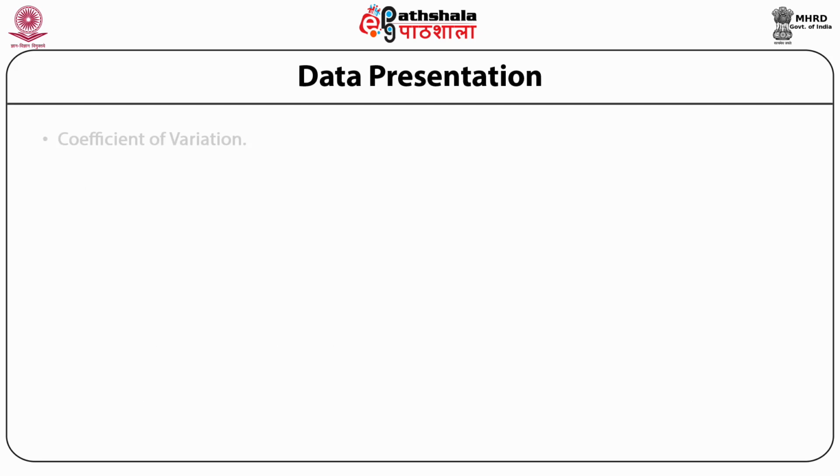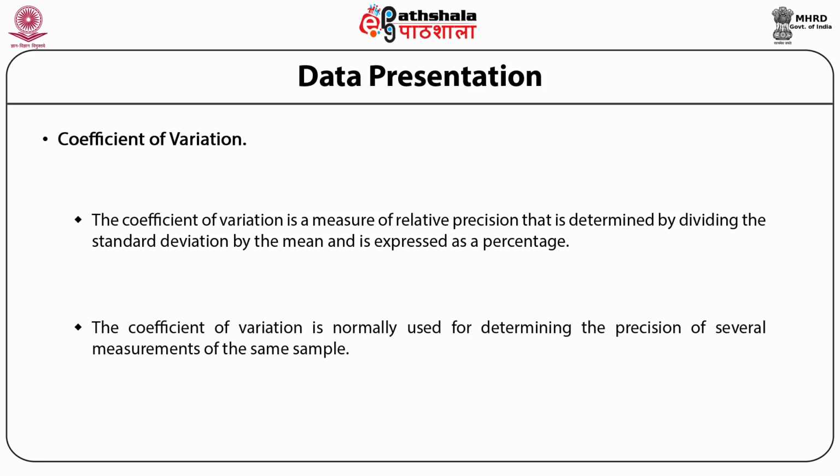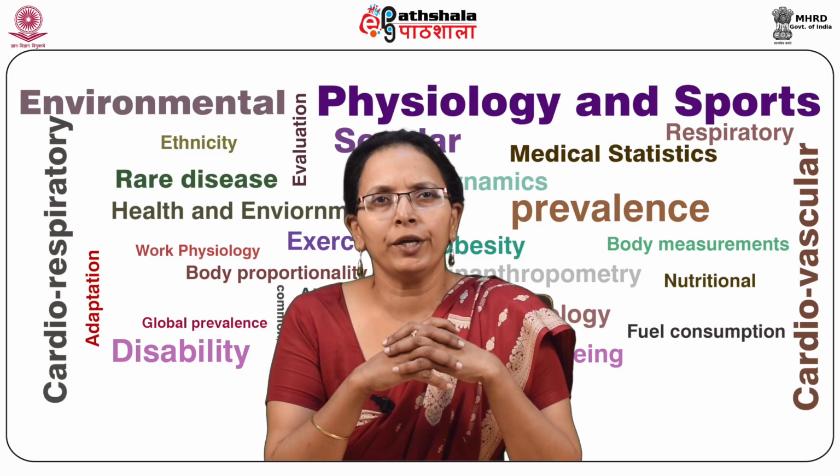And last is the coefficient of variation, which is a measure of relative precision that is determined by dividing the standard deviation by the mean and is expressed as a percentage. The coefficient of variation is normally used for determining the precision of several measurements of the same sample. Now let's summarize the module.